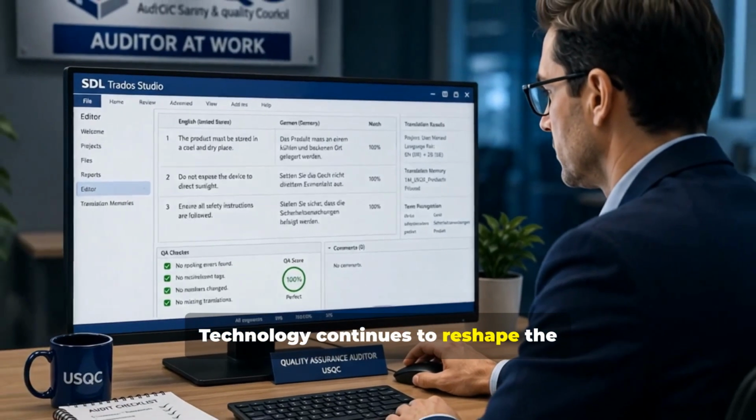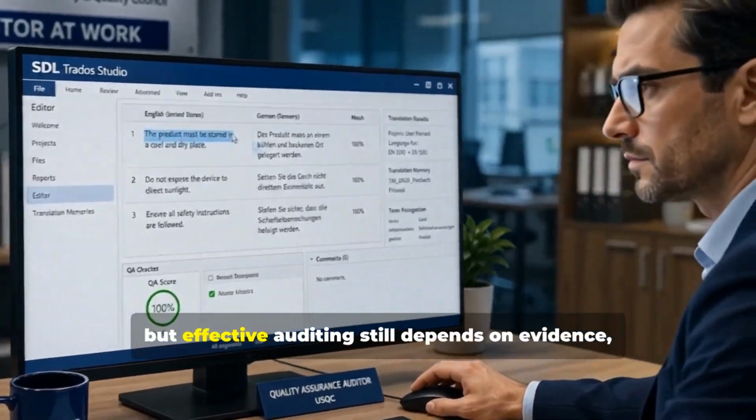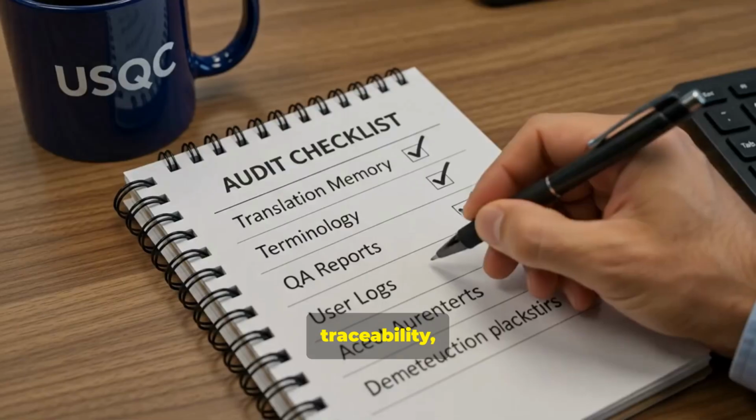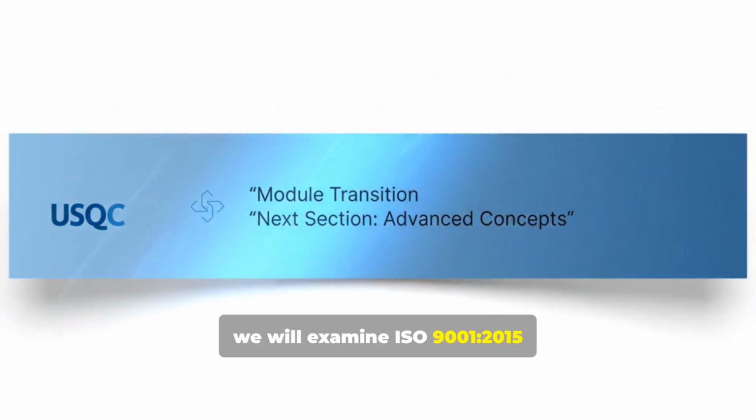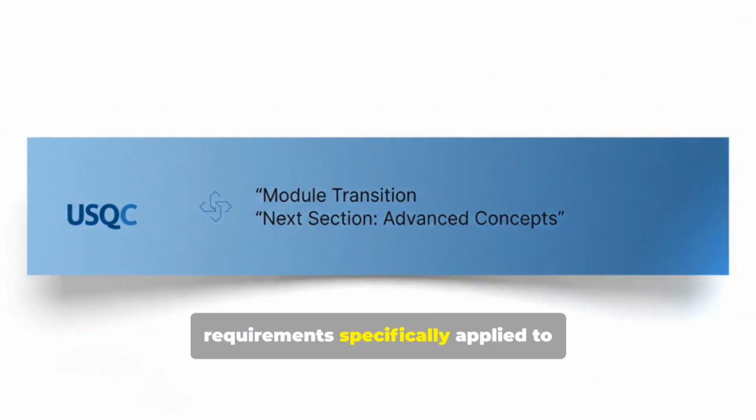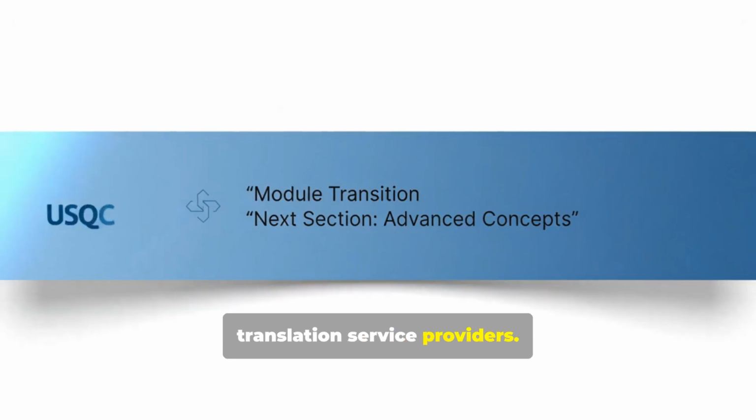Technology continues to reshape the translation industry, but effective auditing still depends on evidence, traceability, and controlled processes. In the next module, we will examine ISO 9001:2015 requirements specifically applied to translation service providers.